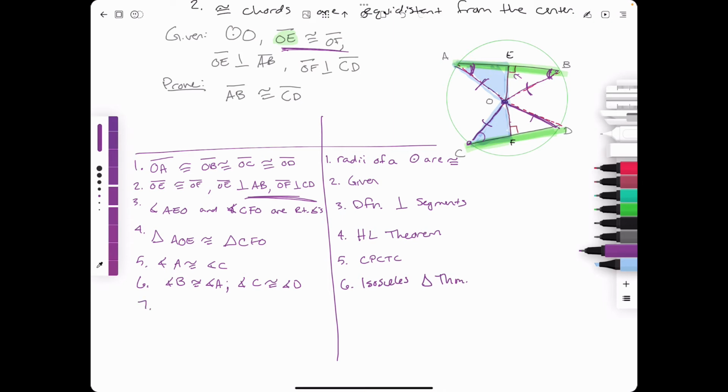Because of all that, I switch colors here: angle A is congruent to angle C. But in the next line down, where I just underlined it, A was congruent to something else, and C was congruent to something else. So by replacement or transitive, angle B is congruent to angle D. Transitive property.